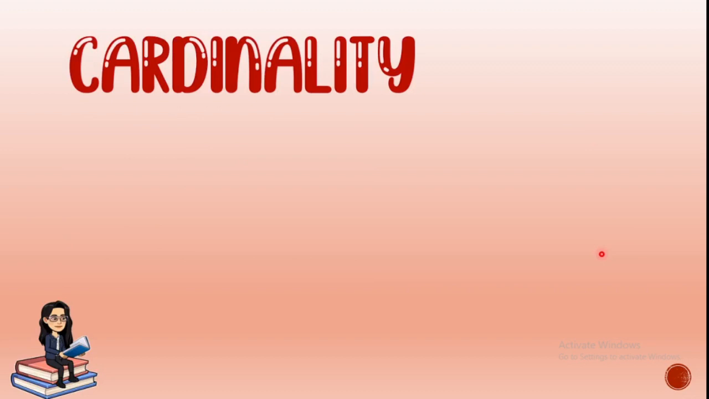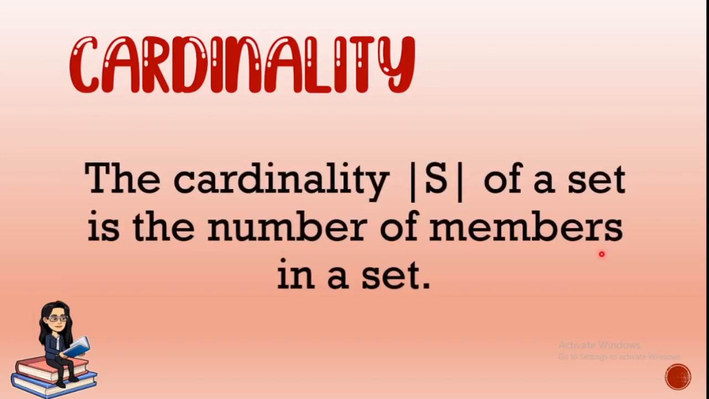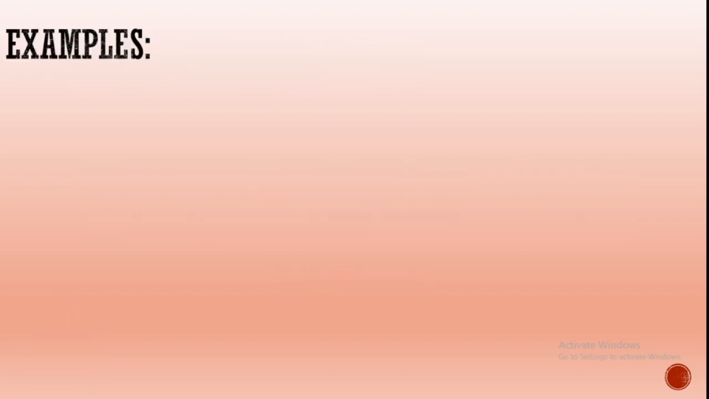Okay? Let's proceed. So, let's talk about the cardinality. What do we mean by cardinality? Cardinality of a set is the number of members in a set. So, we denote the cardinality with a vertical line on each side. So, kung mapapansin natin etong S na to, yan yung sets natin. At yung vertical line na yan on the side ay nagsisilbing simbolo or denoted for our cardinality. Ibig sabihin kung ilan lang yung number ng member sa loob ng sets. Bibilangin mo lang sila.